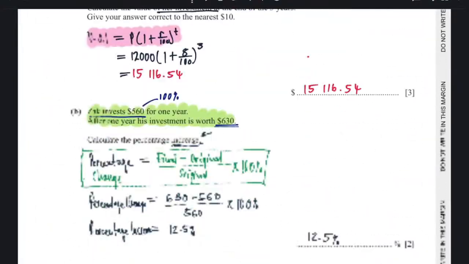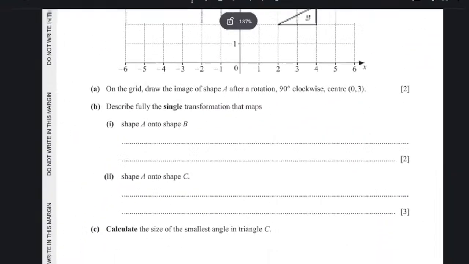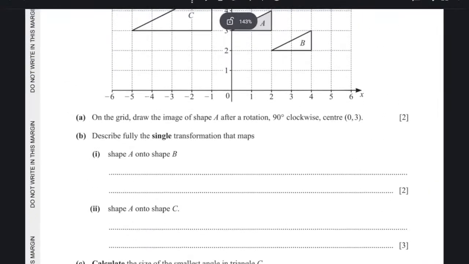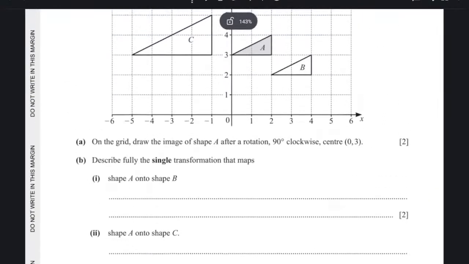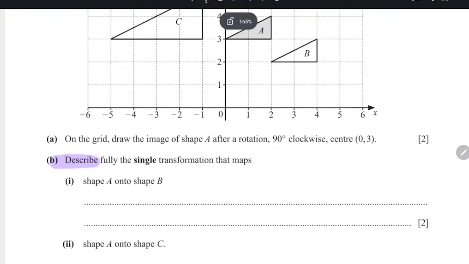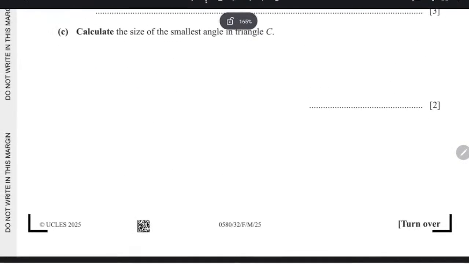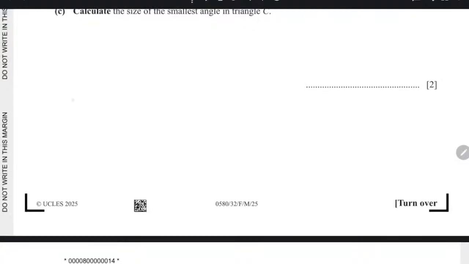Here is transformations. Right. Let's start with describe. When you get a transformation question, listen, you start with describe. When you do describe questions, there are 4 types of transformations. Listen, we have 4 types of transformations only.